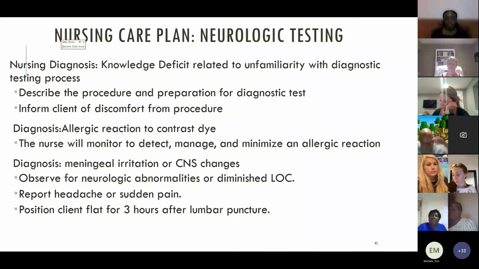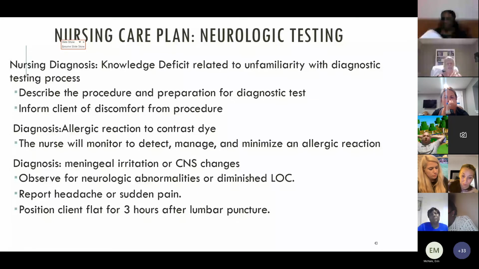So some of our nursing diagnoses or nursing problems that we may see, obviously we may anticipate that some of these patients are going to have a knowledge deficit because they're not familiar with having these diagnostic procedures. So if there's any knowledge deficit, we want to make sure that we explain everything. We want to be very forthright with them, explain exactly what's going to happen, and prepare them for the test. We want to inform them if they're going to be in any type of discomfort, things like that, so that they know.